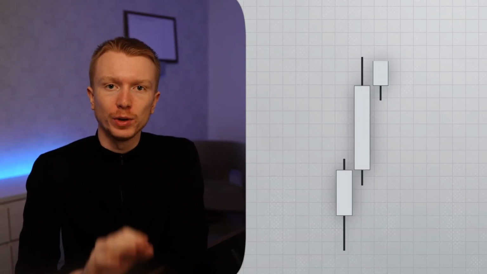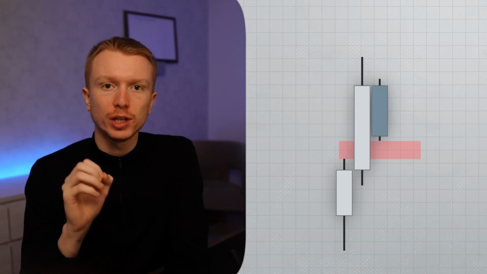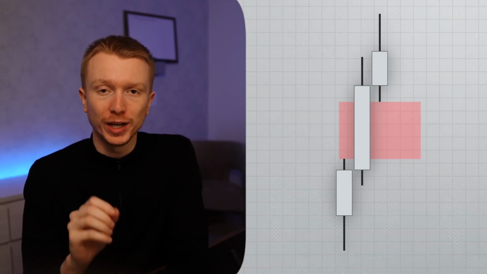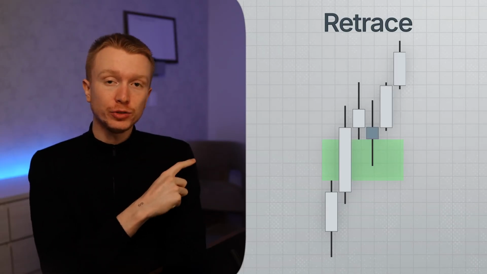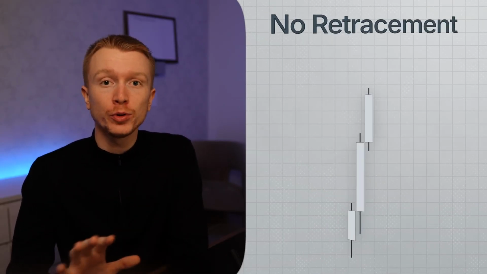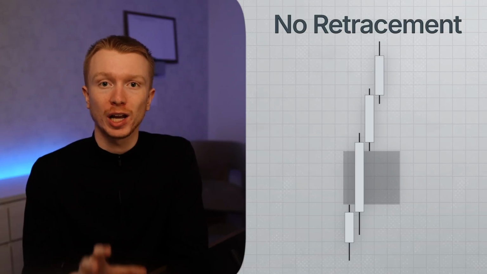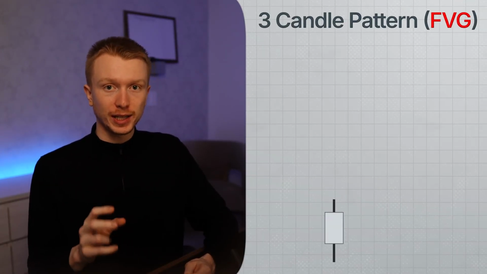The third candle in any fair value gap is the most important one because it will tell you if that fair value gap will actually hold, if we will retrace back deep into that fair value gap, or if we will not even retrace back into that fair value gap at all. Let's first understand that the fair value gap is a 3-candle pattern.